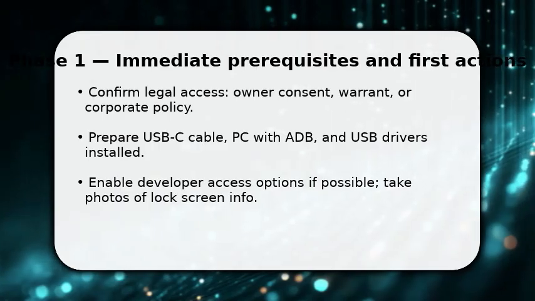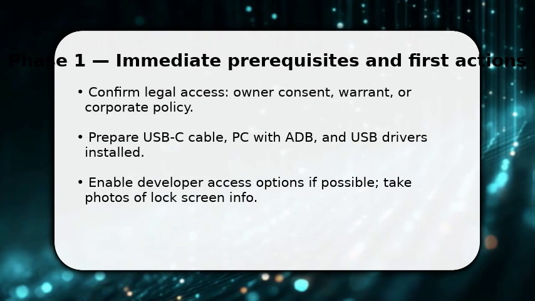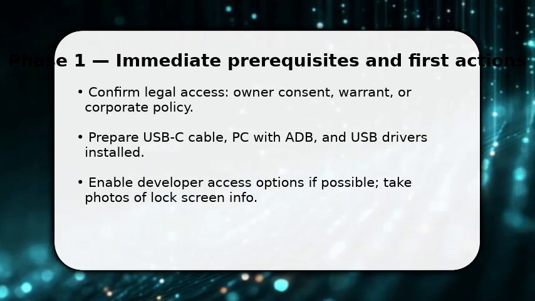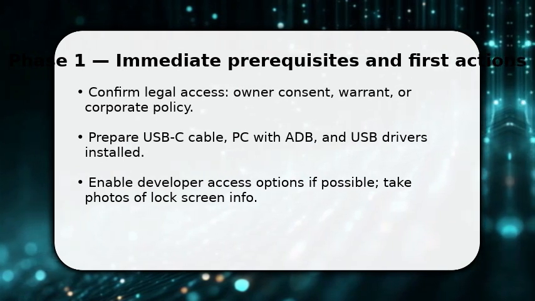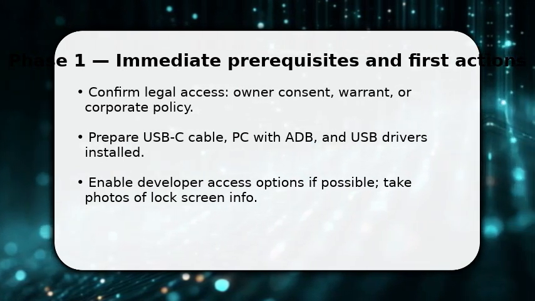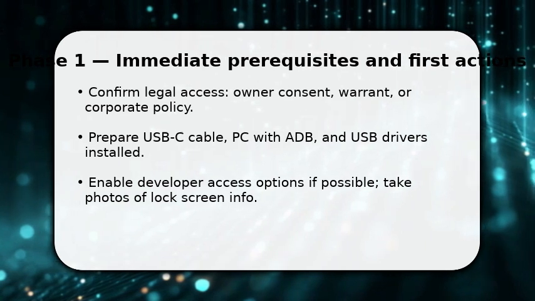You start by confirming you have legal access. This matters. Once done, plug the phone into a PC, install OEM USB drivers, and open a command prompt. Make sure ADB is installed and reachable. This lets you query the device.